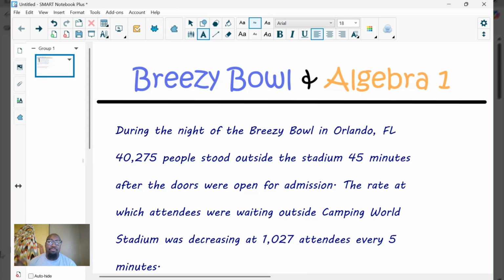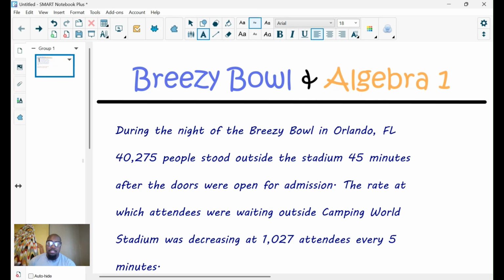So, during the night of the Breezy Bowl in Orlando, Florida, there were 40,275 people standing outside the stadium 45 minutes after the doors opened for admissions into the Breezy Bowl, right? So the rate at which attendees were waiting outside Camping World Stadium was decreasing by 1,027 attendees every 5 minutes.